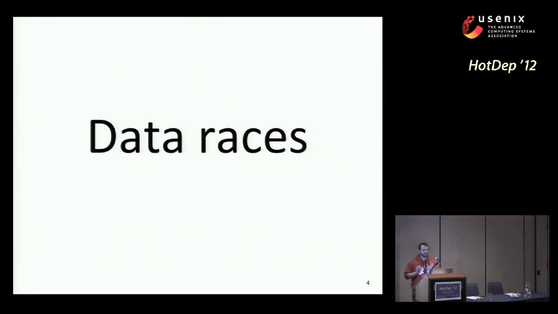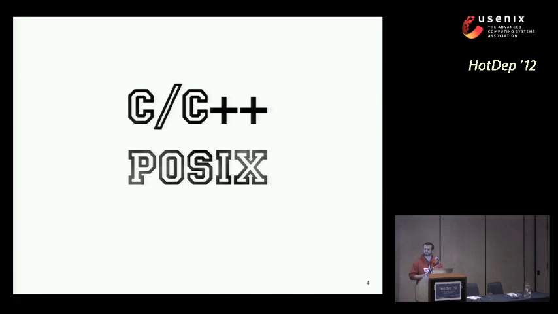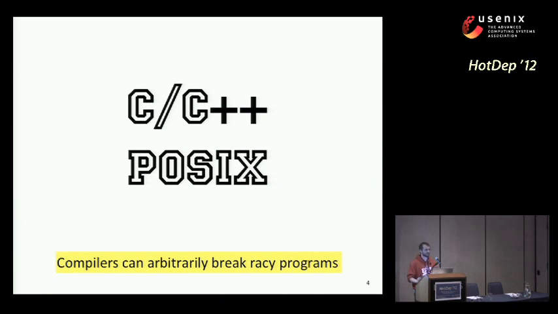This is in stark contrast with the POSIX threads specification, which has been around for a while, and also the new C++ memory model, which explicitly do not allow programs to have races. The implication of these standards is that compilers can break racy programs in arbitrary ways.